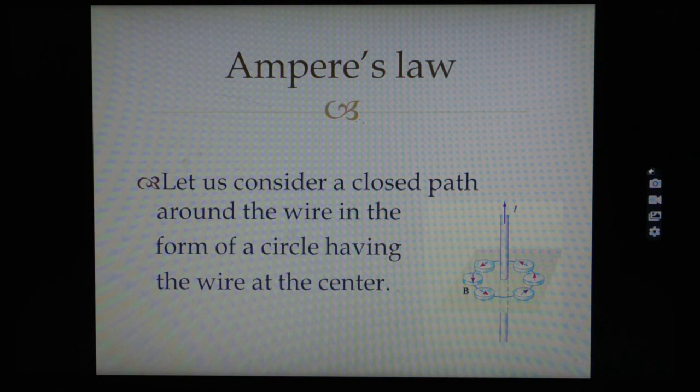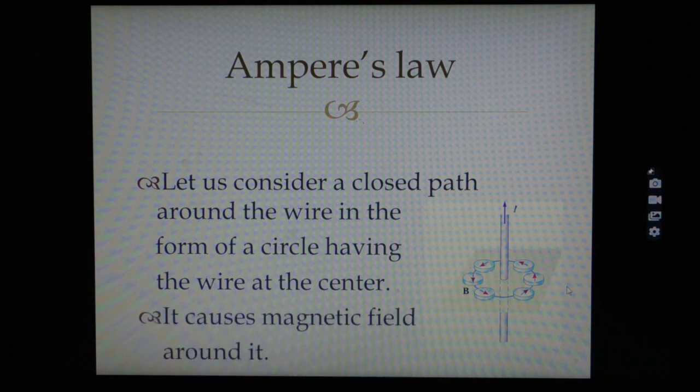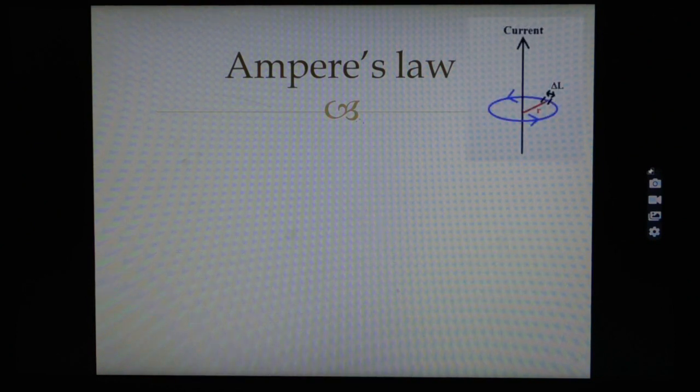Let us consider a closed path. This is the closed path, and it shows the magnetic lines of force. This shows the direction of current, and here is the presence of magnetic lines of force. Let us consider a closed path around the wire in the form of a circle having the wire at the center. It causes a magnetic field around it.